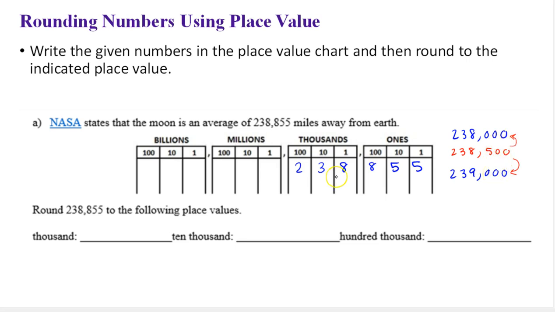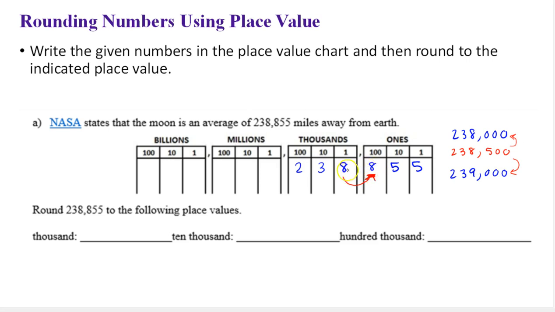So looking at our number, okay, notice we have 855, so that's going to be between 238,500 and 239,000. But we really don't need to look at all of these digits. All we really need is to look at this 8, the digit immediately to the right, because if it's 5 or higher, then the rest of it is going to be greater than 500. So the 8 is greater than or equal to 5.